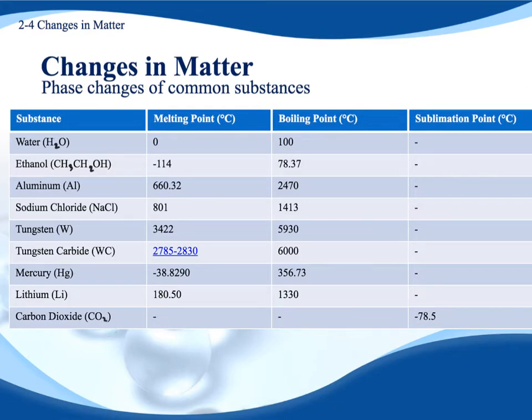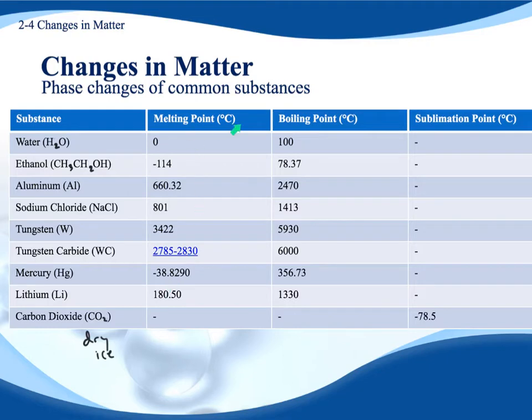Lithium, carbon dioxide. If you know what carbon dioxide is, there is no liquid form of it at atmospheric pressure. This is dry ice. When it's cold, it's dry ice. It's the stuff that you exhale out of your body when you're done processing oxygen. You're breathing out CO2. But in solid form we call that dry ice, and it doesn't melt, it actually sublimes, so it's got a sublimation point of negative 78.5 degrees Celsius.